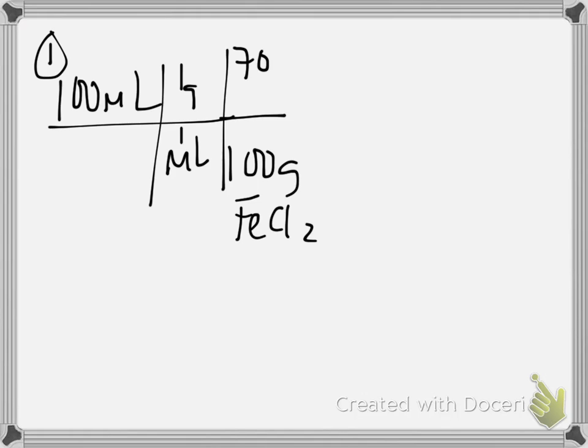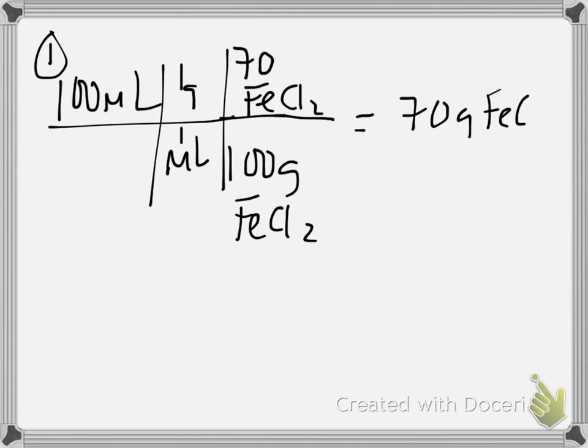Okay, so we know that for every 100 grams of water, we can dissolve 70 grams of iron 2 chloride. And of course, that's the way this chart is written, and I didn't create the chart. I may go through and fix some of the sig figs, though. So that means we have 70 grams of iron 2 chloride in every 100 grams of water.